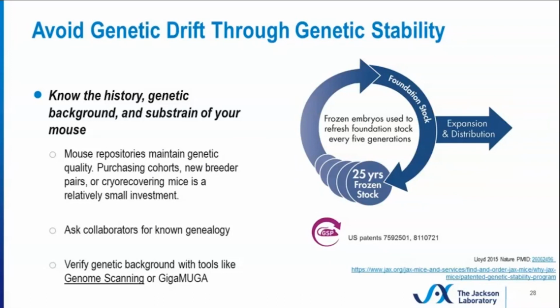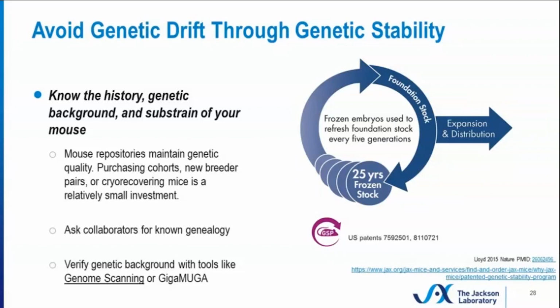You can also verify the genetic background with tools such as genome scanning or GigaMUGA panels. So at Jackson Laboratory, we actually take this a step further. We do this because we want to make sure that the phenotypic data that you collect from researchers, such as I showed you, the mouse genome database, is not only comprehensive but also consistent over time. In order for this to occur, we need to ensure that the genome of our mice is stable over time.